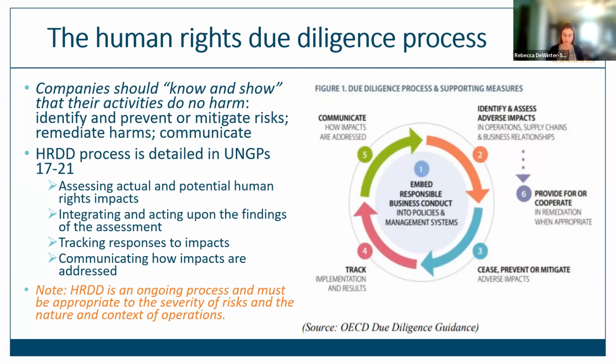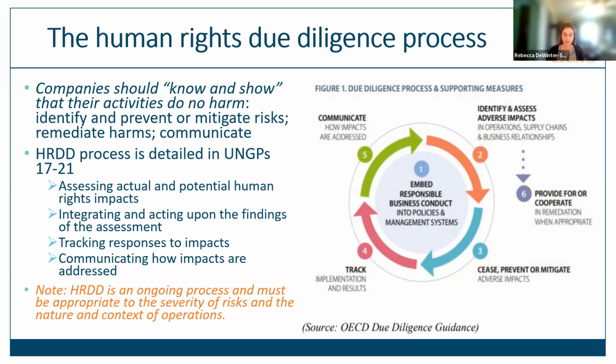The second step, integrating and acting upon findings, entails 2 things. First, assigning and resourcing responsibility to address impacts and ensuring there's adequate oversight of those efforts internally. And then second, taking action to address impacts depending upon the type of connection to the impact. Again, whether there is causation, contribution, or direct linkage via business relationships, as well as considering the leverage that a company or investor has to address that impact. In some situations, it may be necessary for a company or investor to seek to increase its leverage to prevent or mitigate a human rights impact.